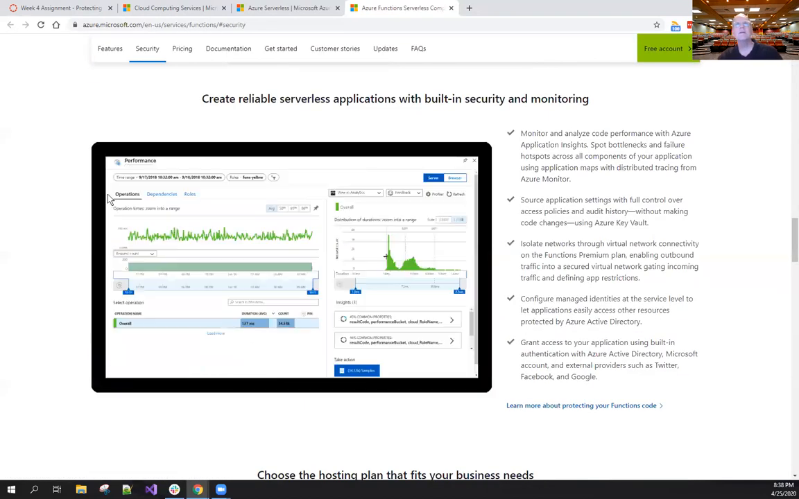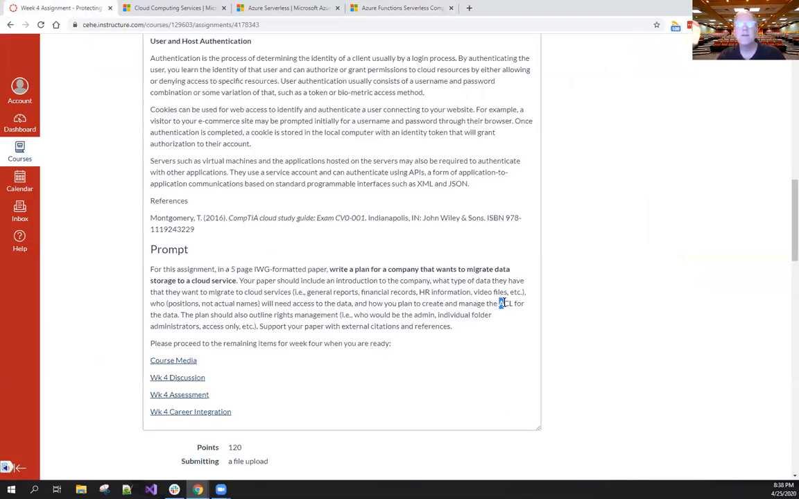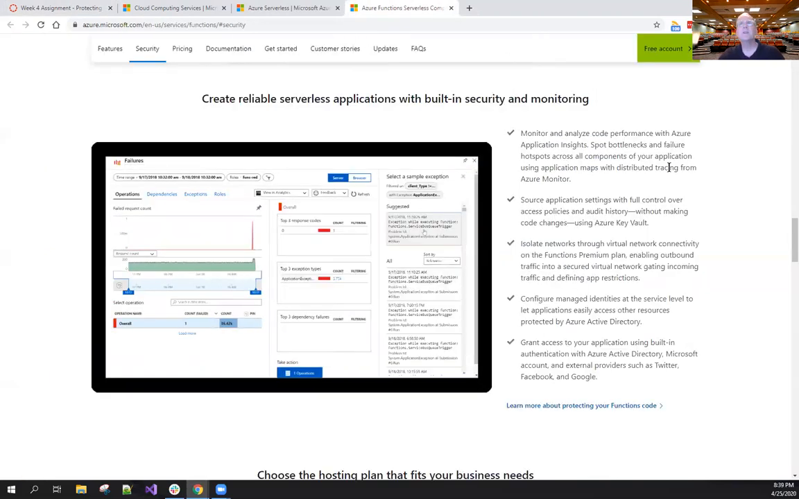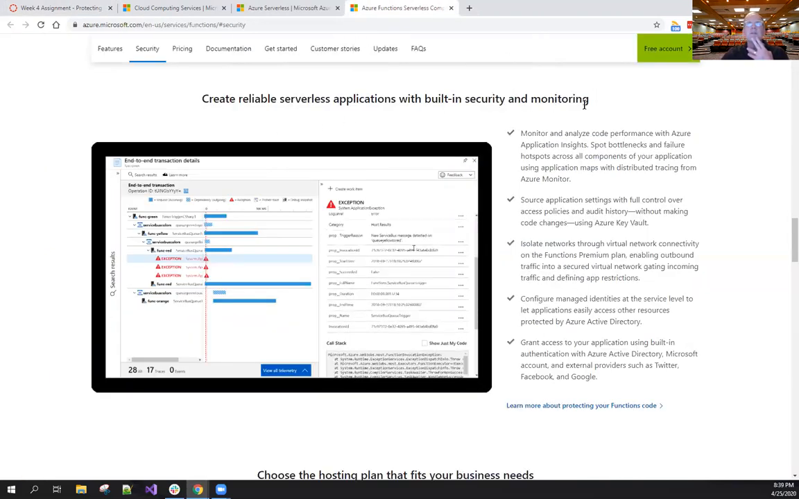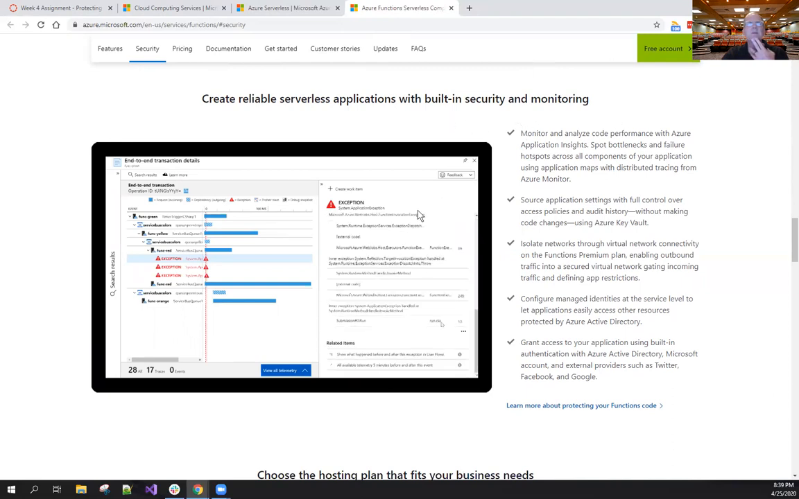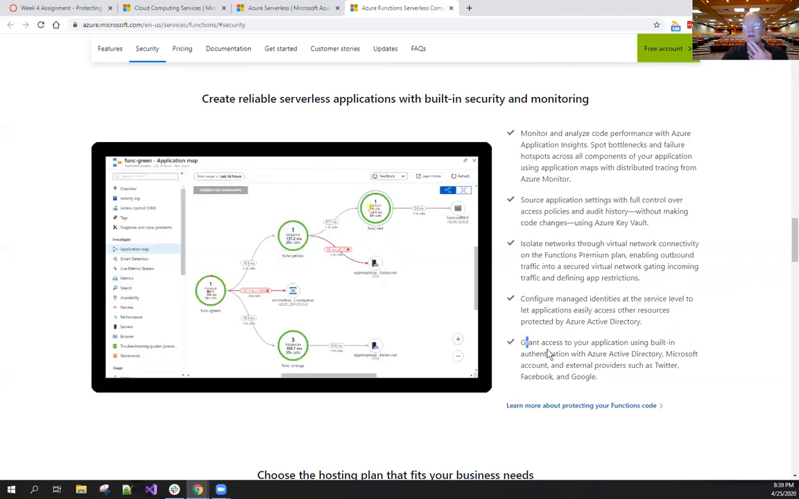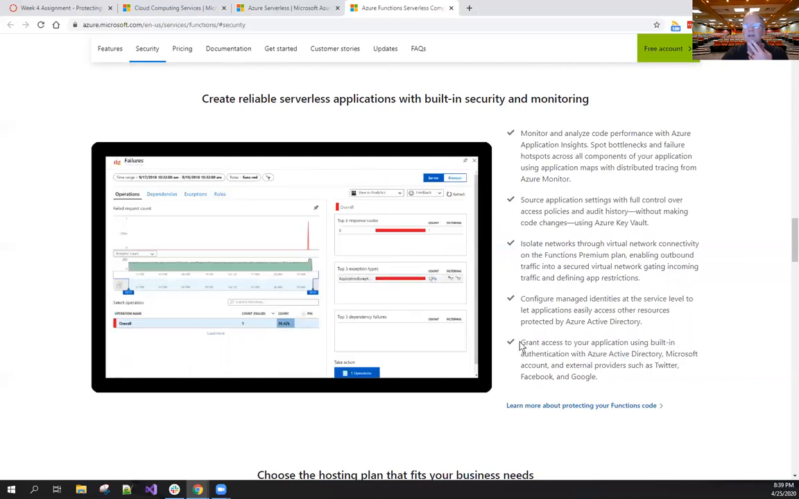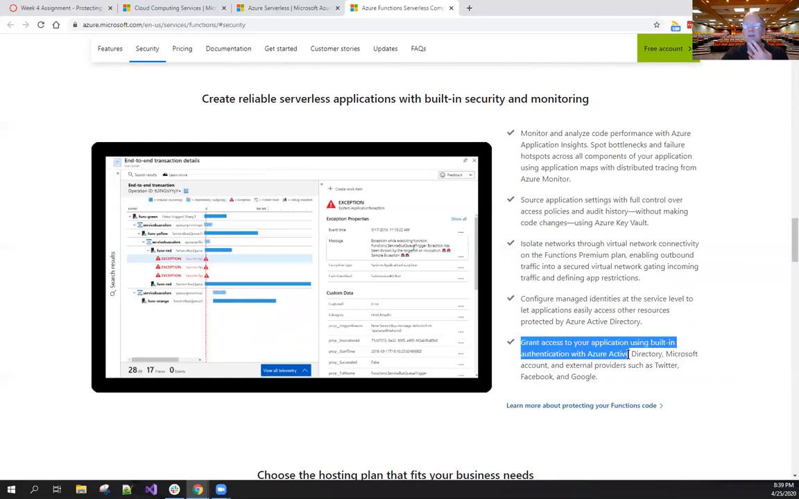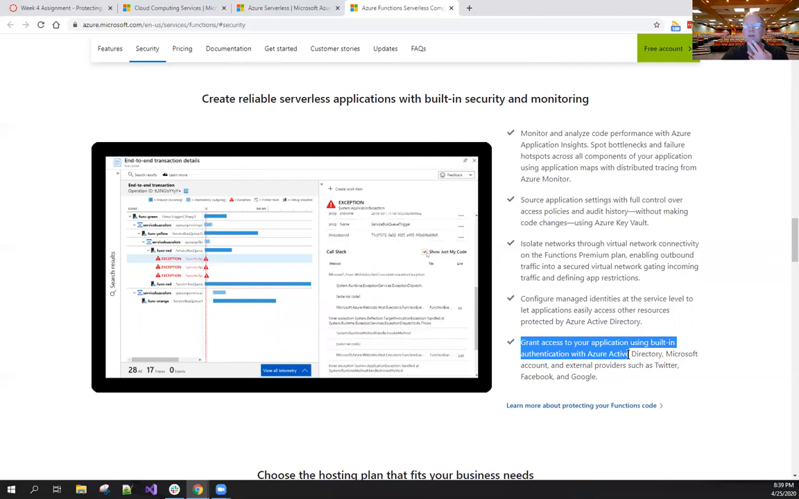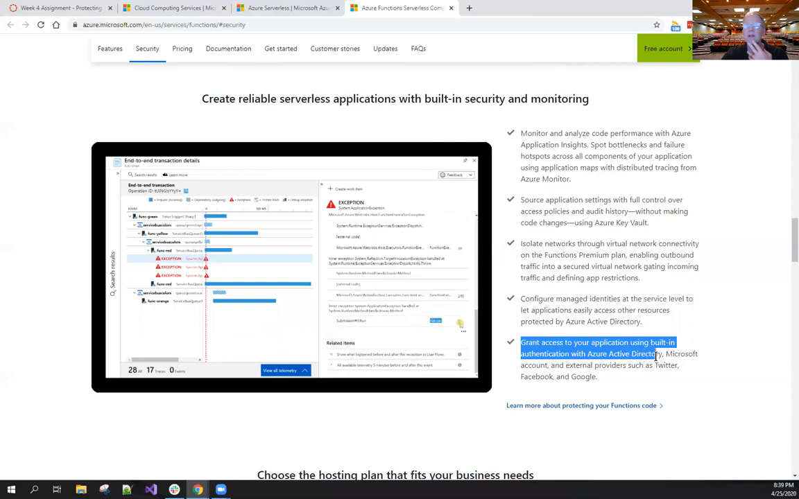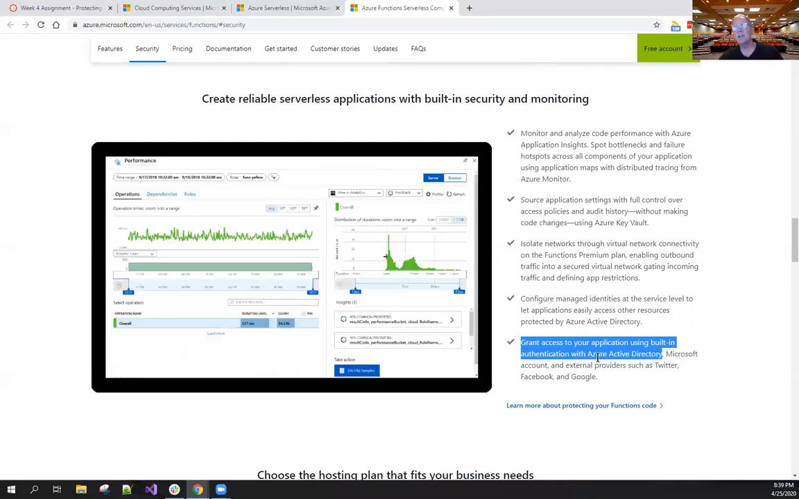Security. Remember how we were talking about security with our assignment here? ACLs. How do we do security here? Built-in security monitoring. It's exactly what we need. Security. Okay, let's go performance. Grant access to that patient right here. See that? This is an ACL. This is how you do ACLs in Azure. And you can use Azure Active Directory, which is just a nice thing.